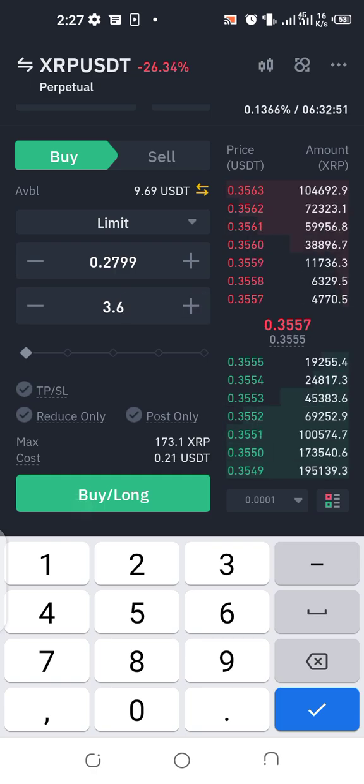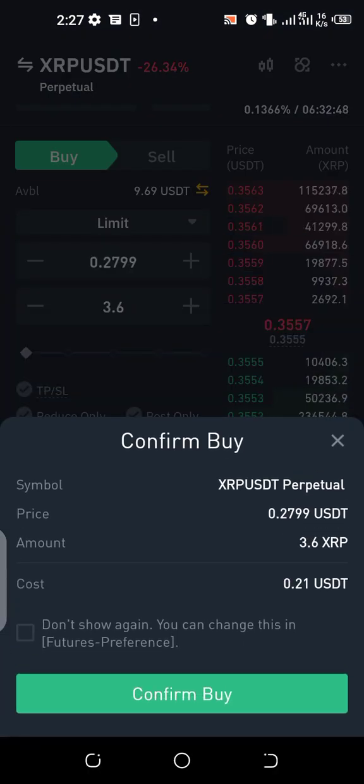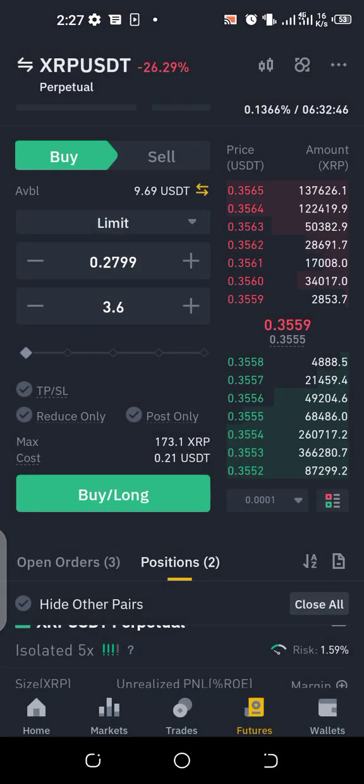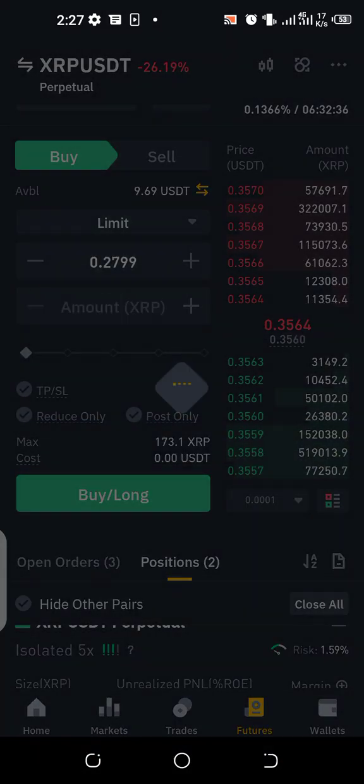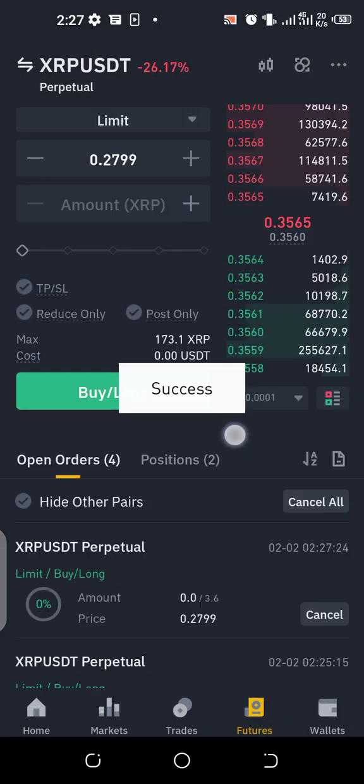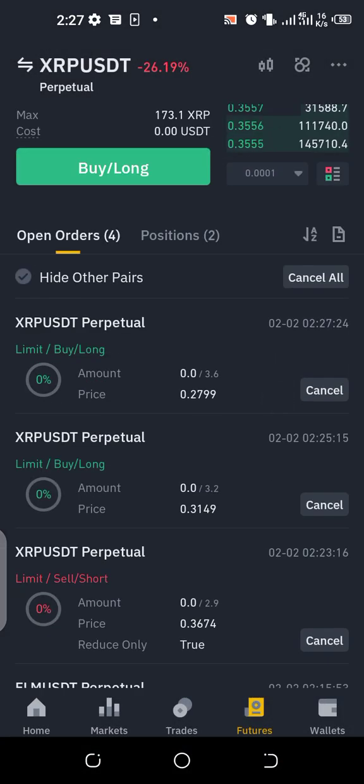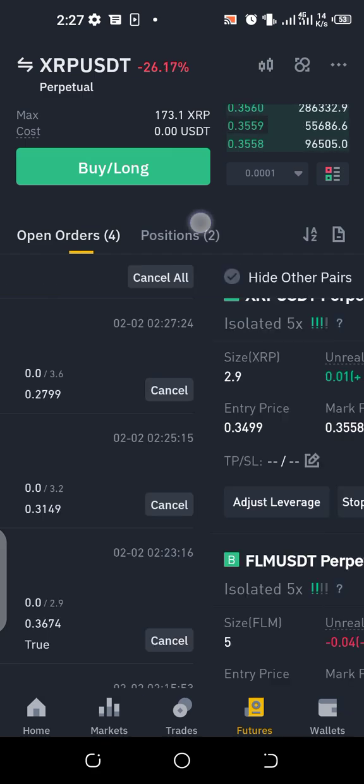Okay, so I buy. My concern is not the number of ripple I'm buying, but the amount of USD I'm using to buy. For some coins it will be the number, because maybe you can only buy whole numbers. Alright, so I'll buy at that price, and then another has been created. So at 0.3149, some will be bought, at 0.2799, some will be bought.